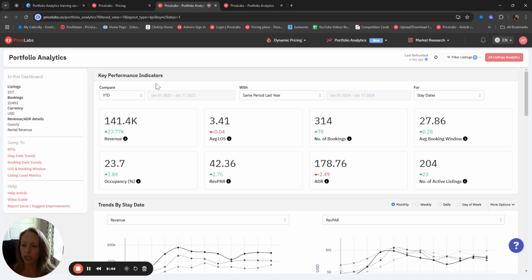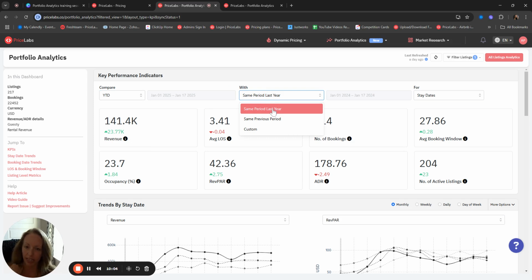So by default, it shows you year to date versus same period last year, so the exact same days of the previous year, and defaults to stay dates. And lots of different options here. So just make sure you scroll through. You can have a completely custom option. Same thing with your comparison dates.